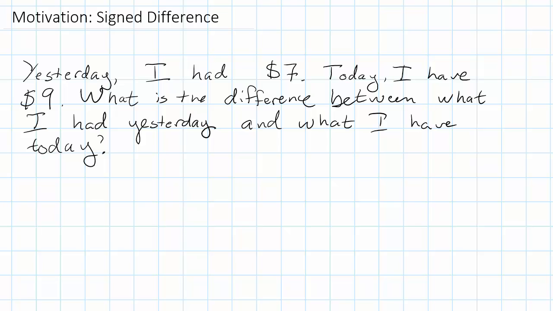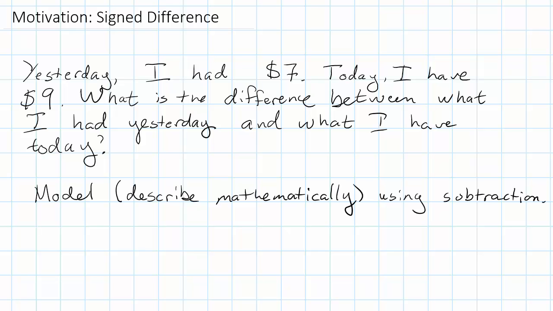Now, a little bit of thought will tell us that subtraction is what I want to use to model this. What do I mean by model? When I talk about modeling something, I just mean to describe it mathematically. I mathematically describe this question by using subtraction. Right? I take what I have now minus what I had then, and I get the difference. Right? How do I understand this? I got $2 extra.